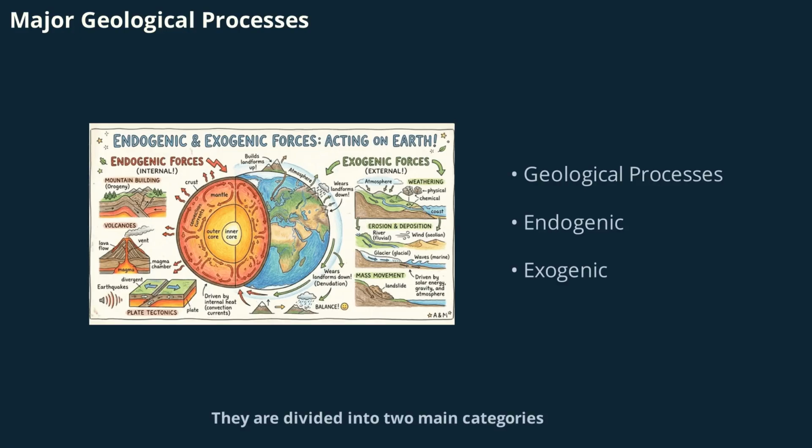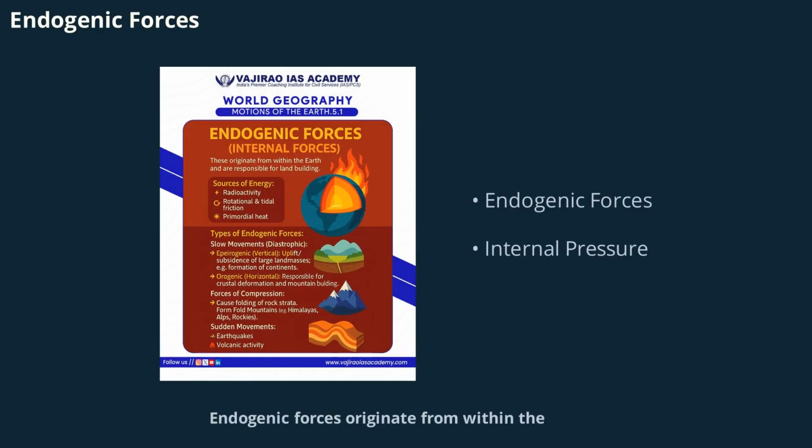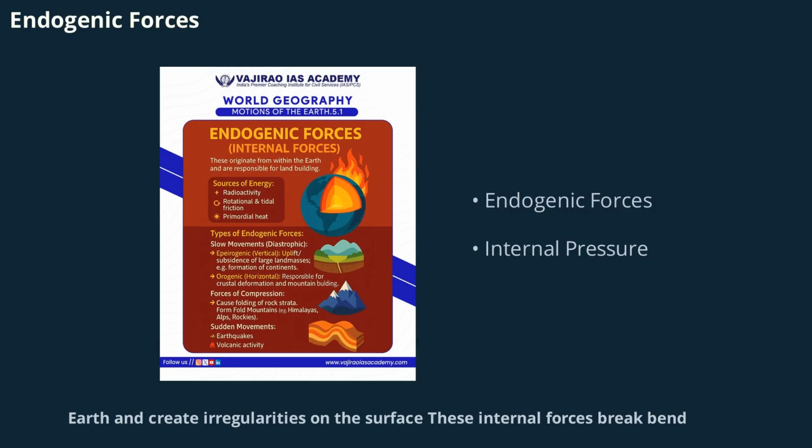They are divided into two main categories: endogenic (internal) and exogenic (external) forces. Endogenic forces originate from within the Earth and create irregularities on the surface. These internal forces break, bend, and fold rock layers, forming ups and downs on the crust. Major endogenic processes include folding and faulting, which lead to the creation of mountains, valleys, and other landforms. Understanding endogenic forces is crucial for explaining the dynamic nature of Earth's surface.